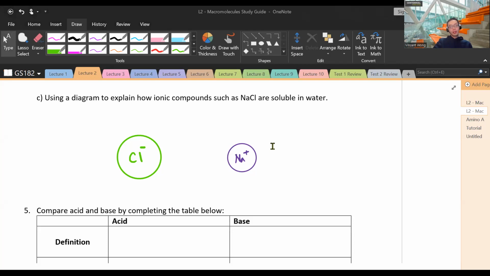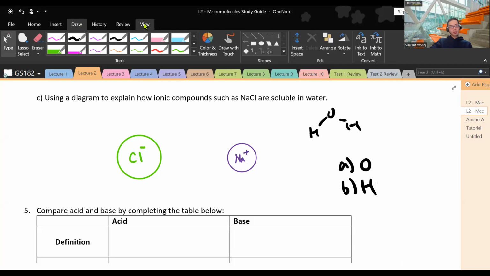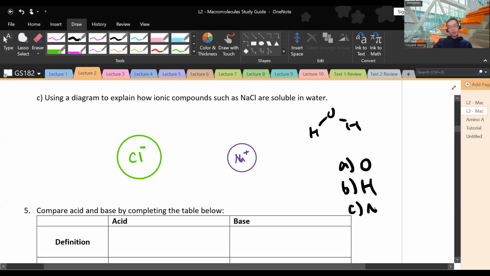Okay, so my question is, if you think about water molecule H2O, which part will surround the Na+? Is it A, the oxygen part, or is it B, the hydrogen part? Okay, so please choose something. If you're not sure, you can choose C.